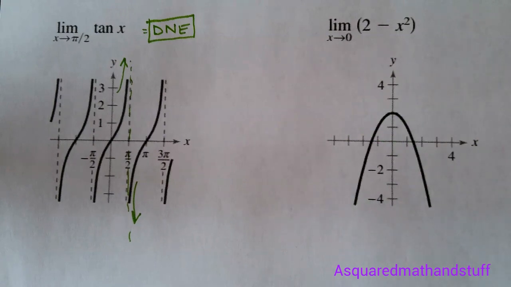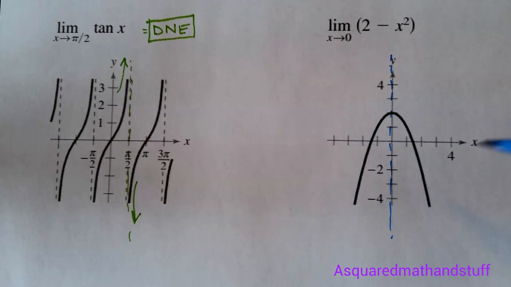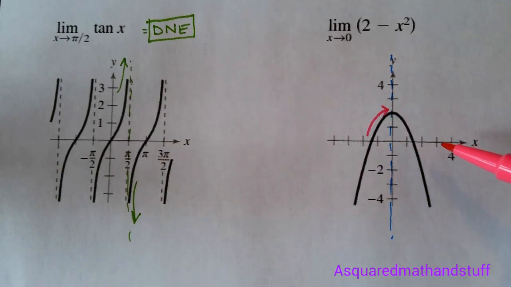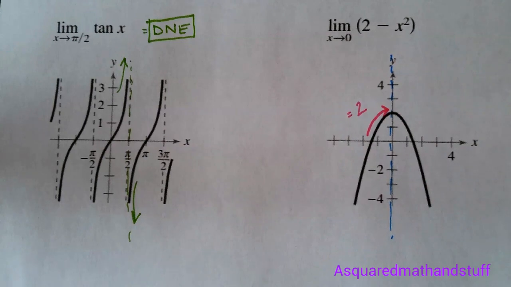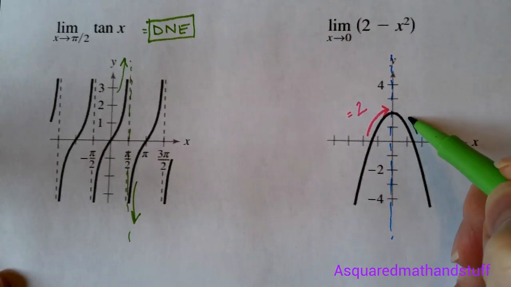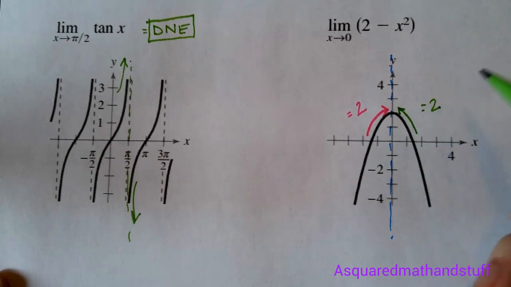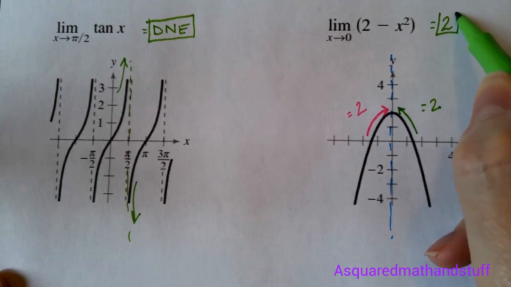Let's look at a parabola. Parabola opens down, x is approaching 0. 0 is our y-axis. So let's draw that line. Let's take a look coming in from the left, from the negative side. We are approaching a y value of 2. Coming in from the right-hand side, the positive side, we are again approaching a y value of 2. We have the same values, therefore we have a limit of 2.